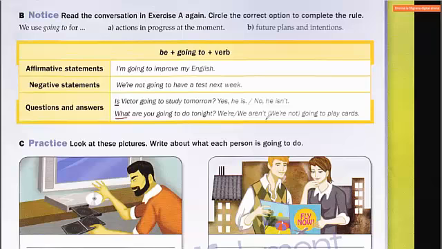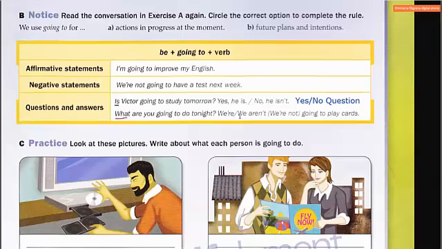Okay, or we aren't, or we're not going to play cards. We're not going to play cards. Okay? These are the examples. Again, I would like to make sure this is a yes-no question. Okay?